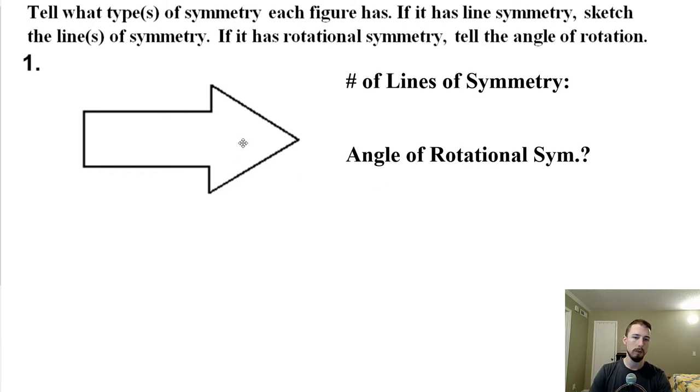So on this one, we don't have any rotational symmetry because we'd have to rotate it all the way around 360 degrees before it lines up again. But you should see a horizontal line of symmetry here. So we have one line of symmetry, and we'll just say not applicable for the angle of rotational symmetry because there is no rotational symmetry.